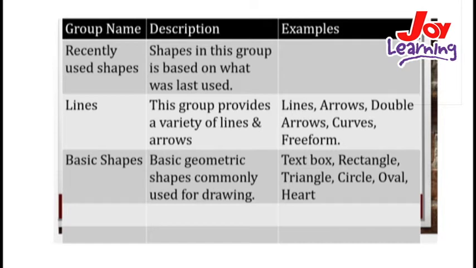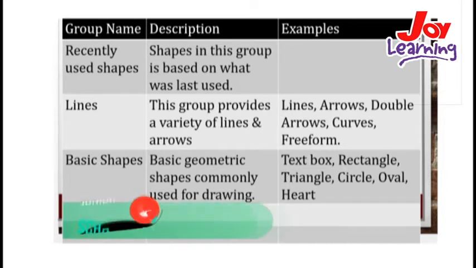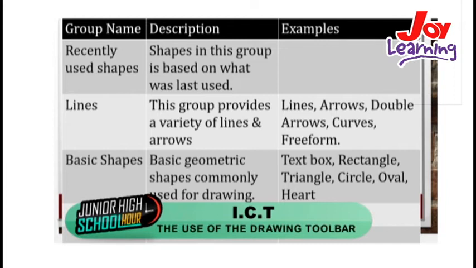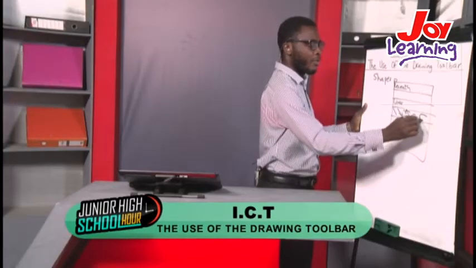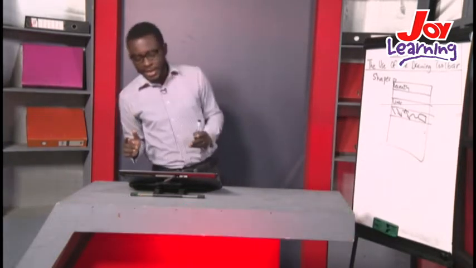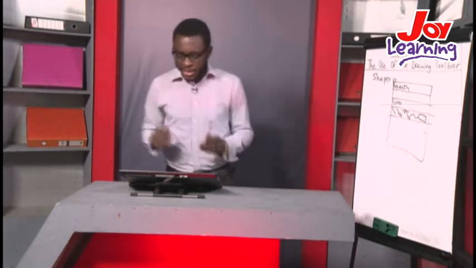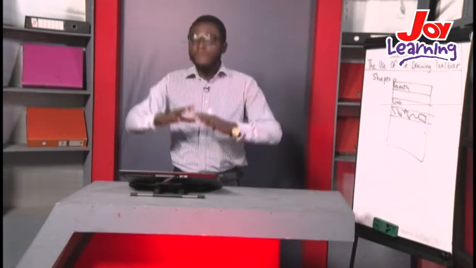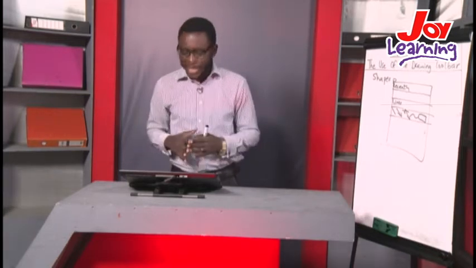We can also have double arrows, arrows with two points. Then we can also have the curve. Then you can have maybe a freeform. All these are located in the line groups, because the line group contains a variety of lines and arrows. Then we also have the basic shape.